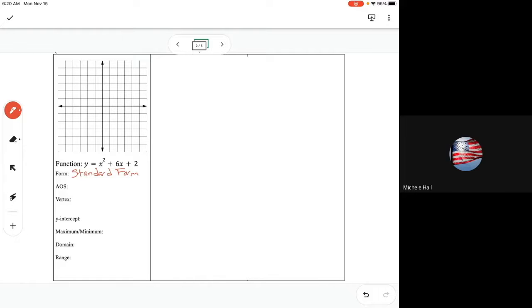This is in standard form. To find the axis of symmetry, we use x equals negative b divided by 2a. So we get negative 6 divided by 2 times 1. X equals negative 3.